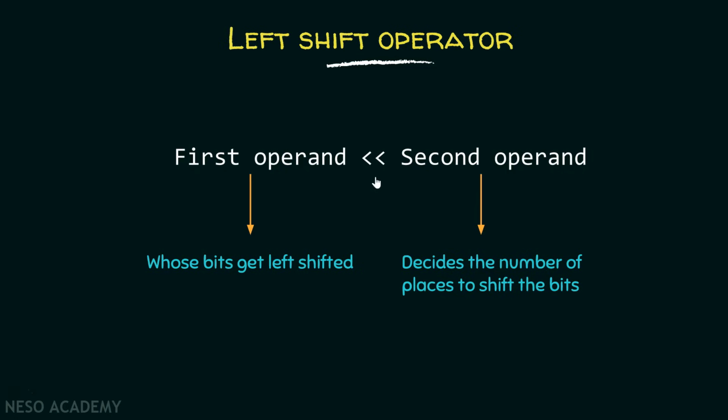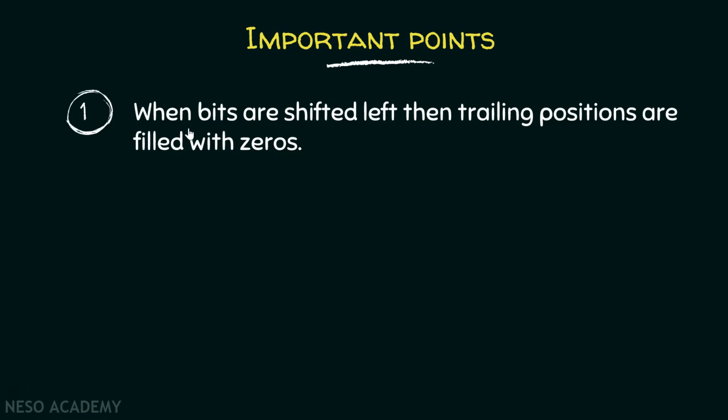In order to understand the concept of the left shift operator in detail, we will first cover some important points, and meanwhile we will also understand how the left shift operator works. Let's get into some important points. When bits are shifted left, then trailing positions are filled with zeros. Please note down this point.